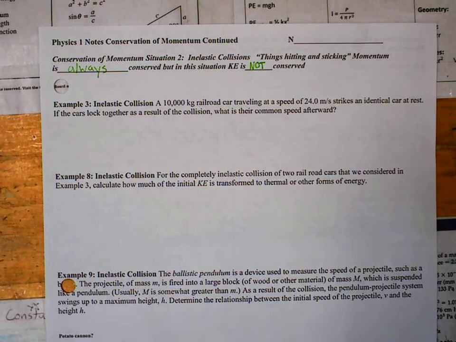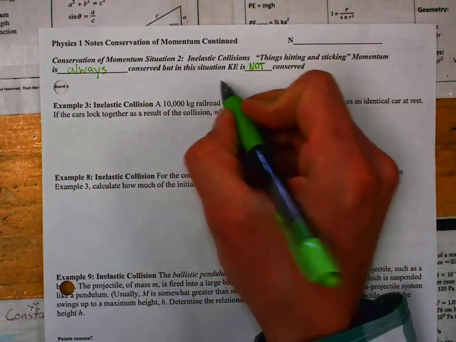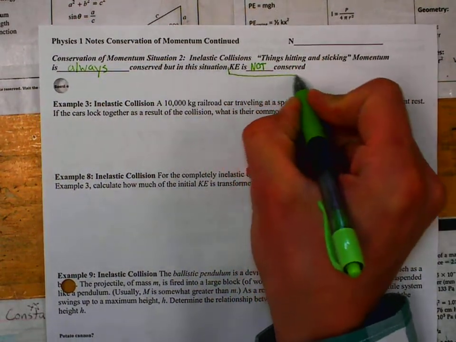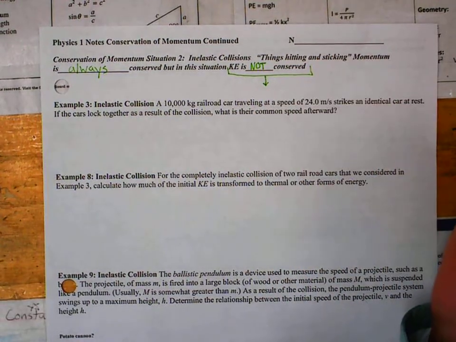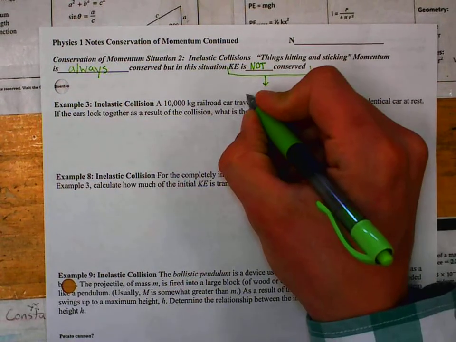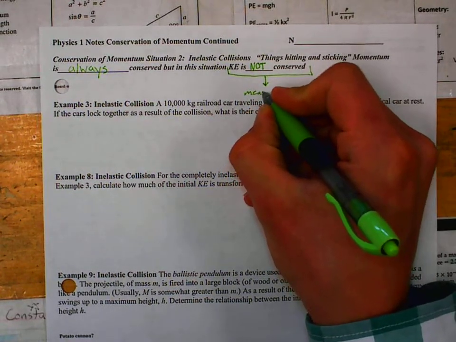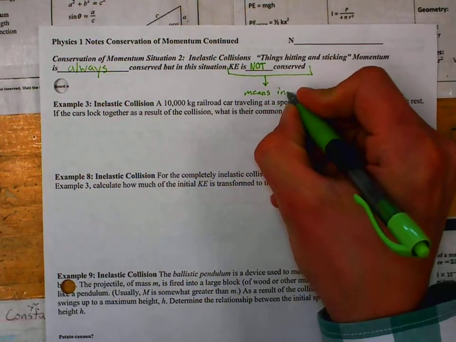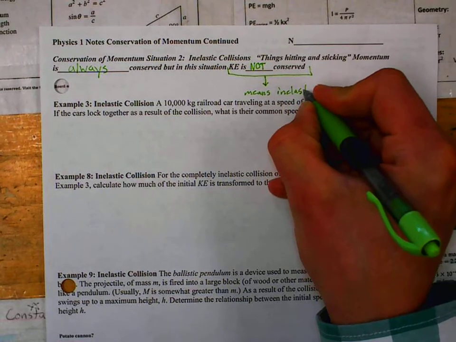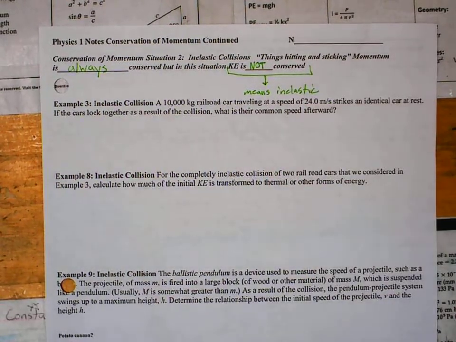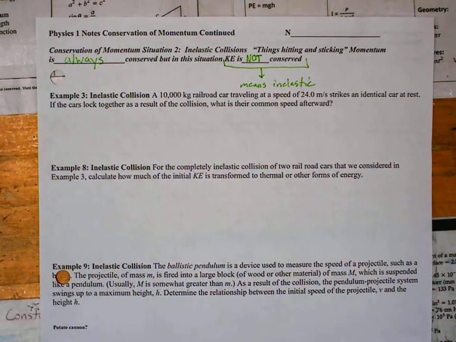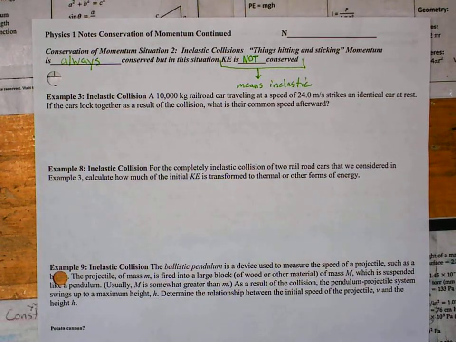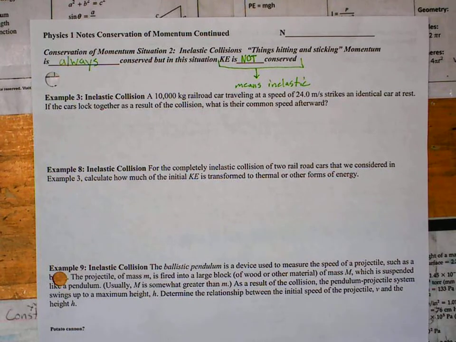Kinetic energy is not conserved. All right. This right here is the definition of what makes it inelastic. When kinetic energy is not conserved, that means it's inelastic. Okay? Alright, so let's deal with this.